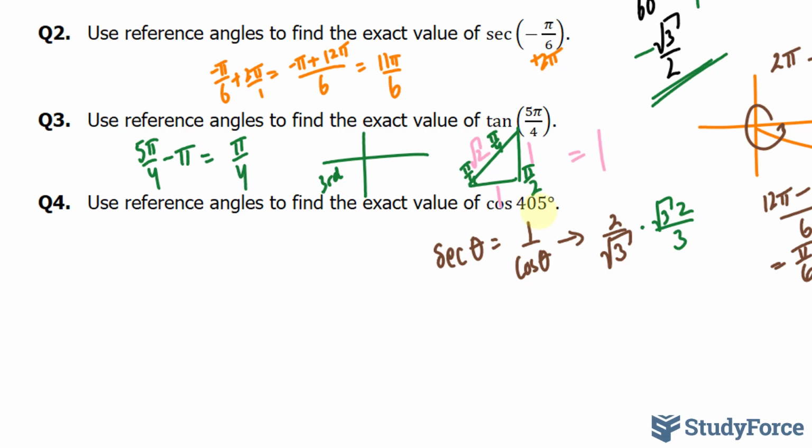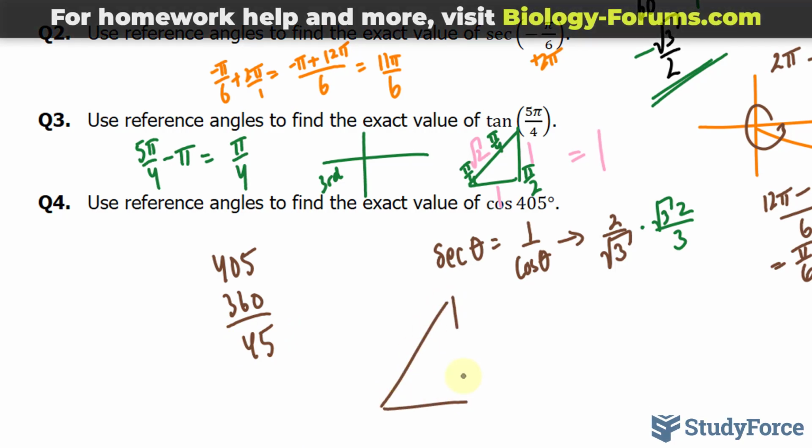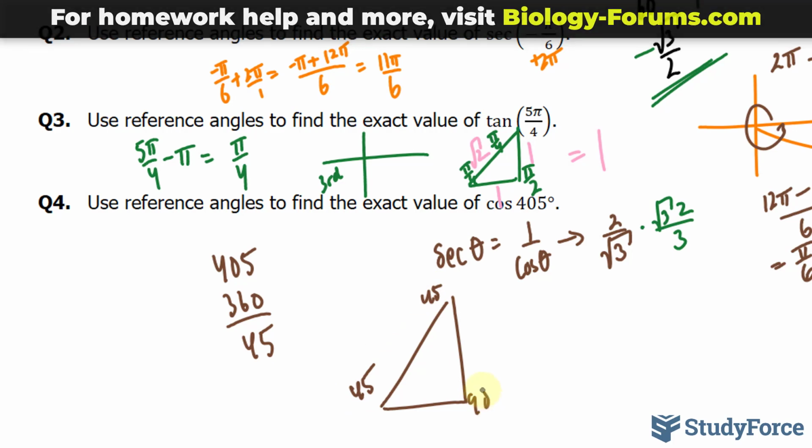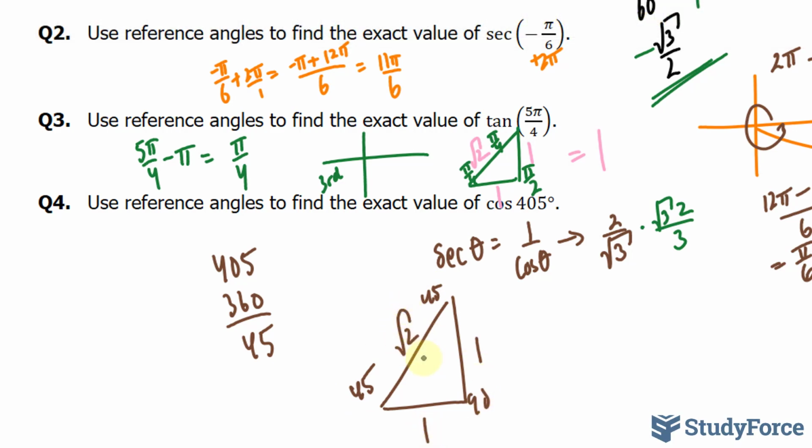405 is greater than 360, so I'll find its coterminal angle by subtracting 360 degrees. That should give me 45. Next, I'll use special triangles, and the same special triangle as the one before. 45, 45, and 90. This is 1, 1, and the square root of 2. Cosine at 45, remember cosine is adjacent over hypotenuse. 1 over the square root of 2 would be the exact answer for question number 4.